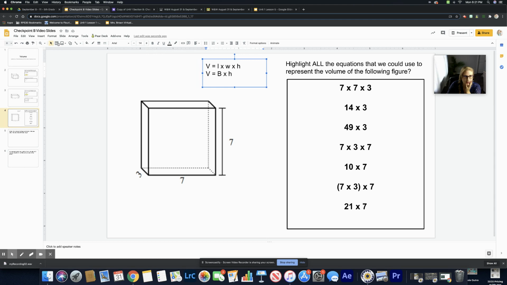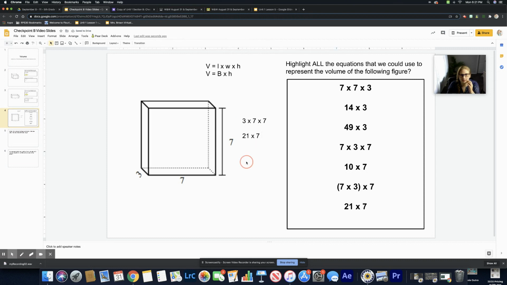I know, let's find another text box, that I could have 3 times 7 times 7, length times width times height, or I could have the base, remember, find the base, length times width is 21 times 7. Length times width, 21 times 7, height. So I have these two. Let's see if these are over here. All right. It looks like I have 3 times 7 times 7 right here. So this is just saying length times width times height, or width times length times height.